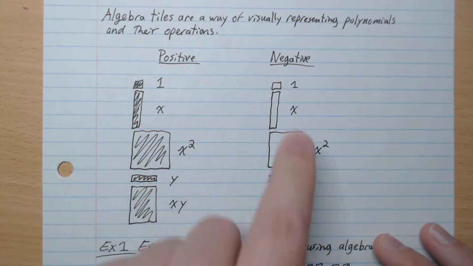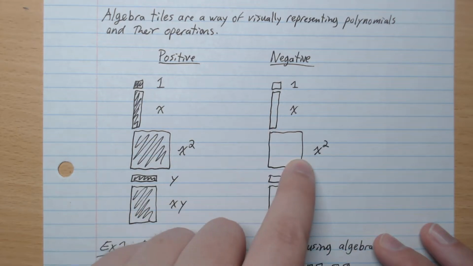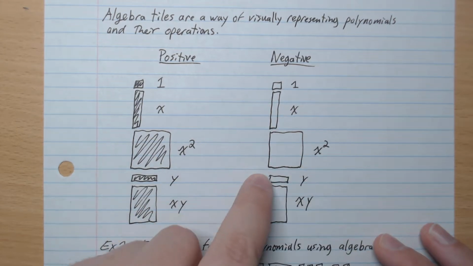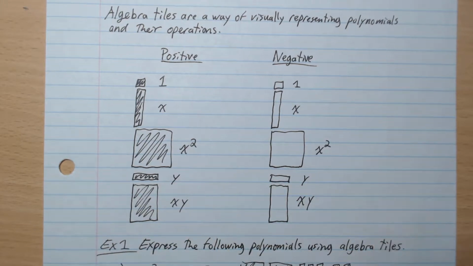And then it goes the same for negative. Negative 1, negative x squared, x by x, like that. Y, 1 by y gives y, and then x by y, xy, like that.